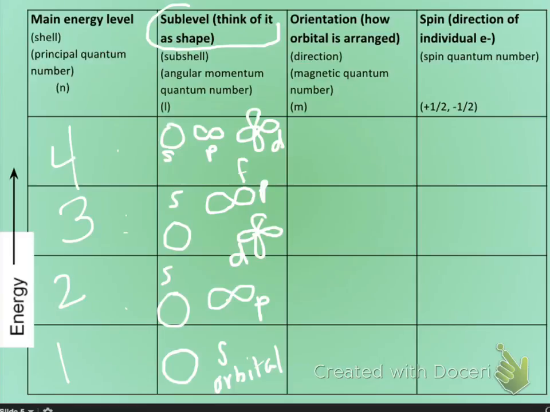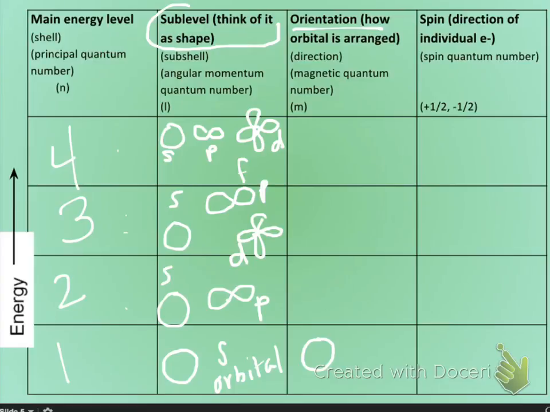So this orientation quantum number, this is if you can turn the object and it looks different, we call that its orientation. So as many ways to orient something as we have, we will have that many of the orbital. So guess how many s orbitals we have on the first main energy level? Just one. Because there's only one way to orient it. So we have one s orbital.